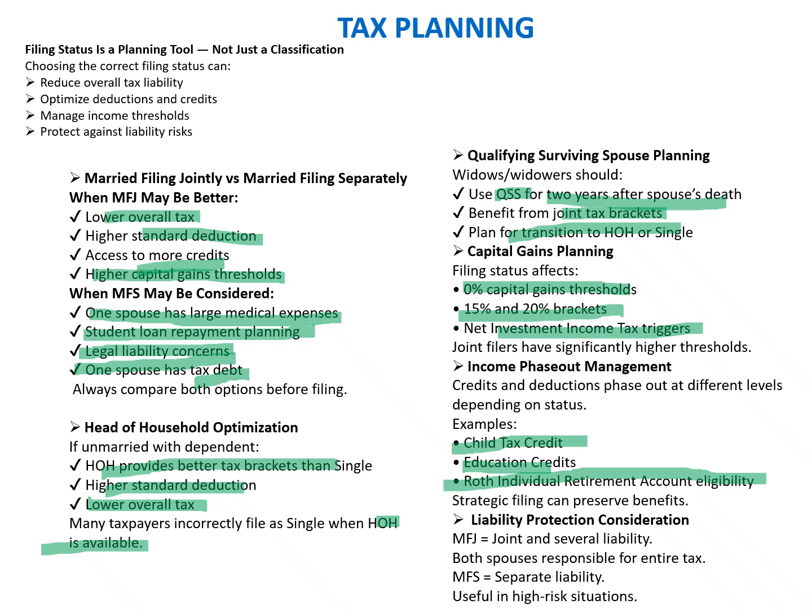Liability protection considerations. With MFJ, there is joint and several liability; both spouses are responsible for the entire tax. MFS has separate liability and is useful in high-risk situations. So all these points need to be considered case by case to finally figure out which filing status needs to be chosen by an individual, and that will really help them do the appropriate tax planning. So with this, we largely come to the end of this chapter. We'll quickly go to the next slide and have a look at the summary and the key takeaways.